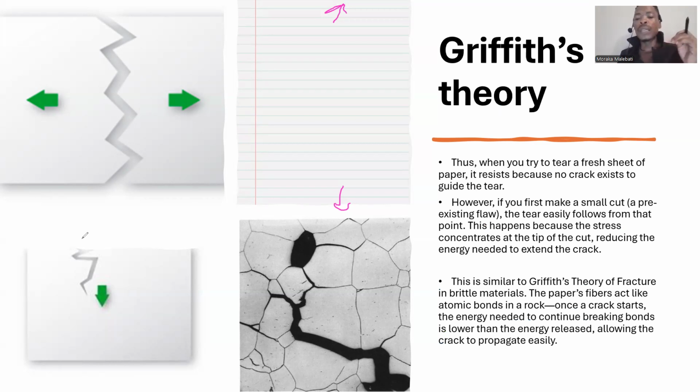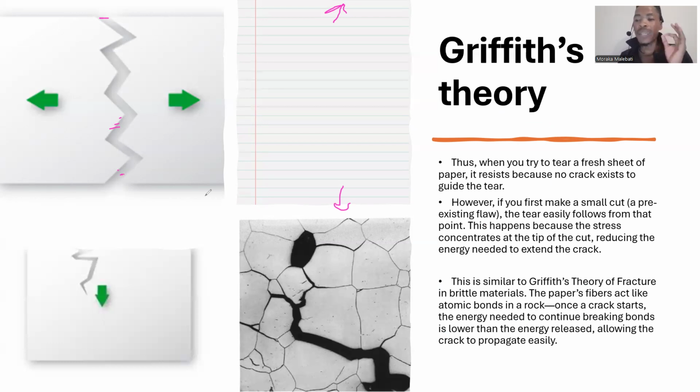This happens because the stress concentrates at the tip of the cut, reducing the energy needed to extend the crack. This is the same analogy as what is happening with Griffith's theory. If you keep increasing the stress, the tearing will easily follow from this point all the way until we form a bigger fracture, similar to Griffith's theory of fracture in brittle materials.